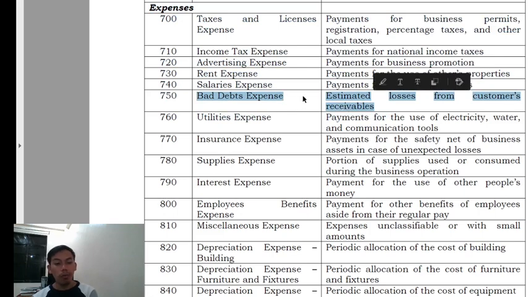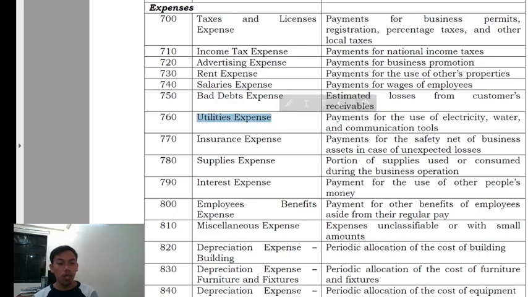So, yung allowance for bad debts, ibabawas siya sa asset. Yung binawas na yon, that is also called the bad debts expense. Utilities, pambayad ng ilaw, kuryente, water, communication tools. So, insurance expense, pag safety net of business assets in case of unexpected losses.